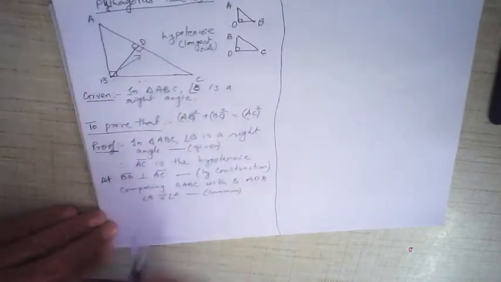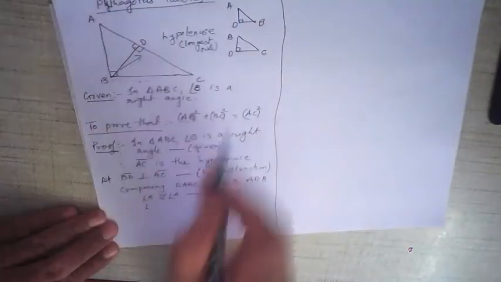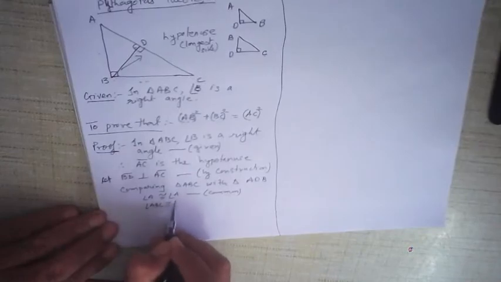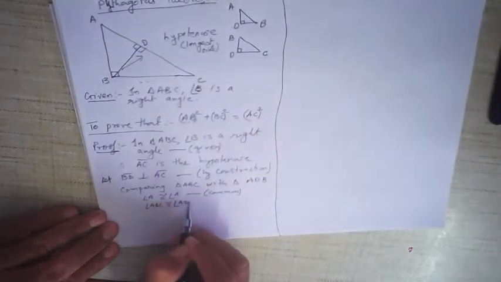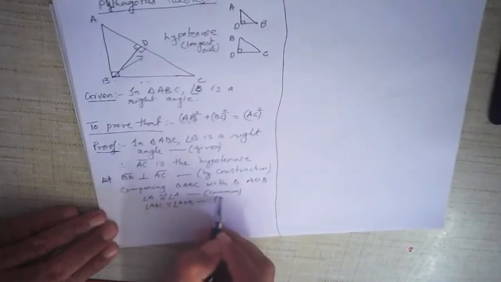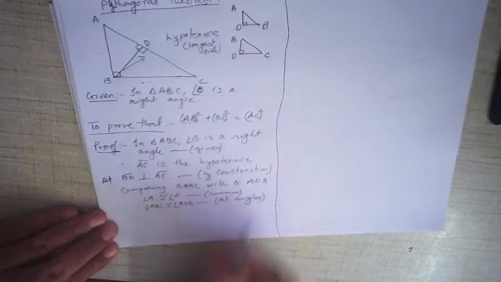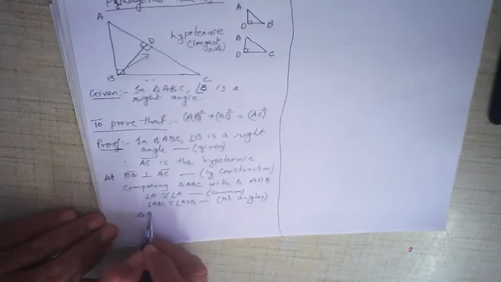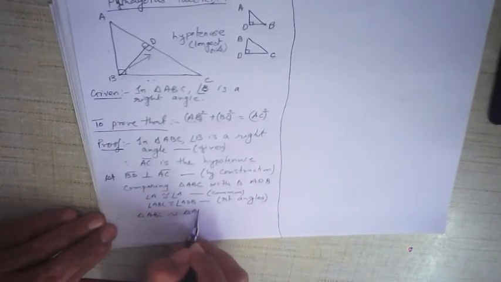Also, you can see in the bigger triangle ABC, angle ABC is a right angle. And in the smaller triangle, ADB is a right angle. What should I write in bracket? Right angles. These are right angles, so obviously they are congruent. So therefore triangle ABC is similar to triangle ADB.